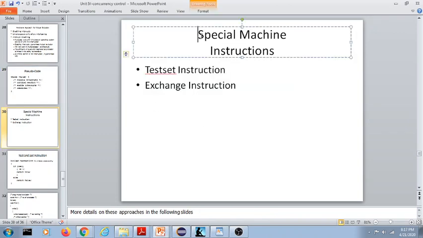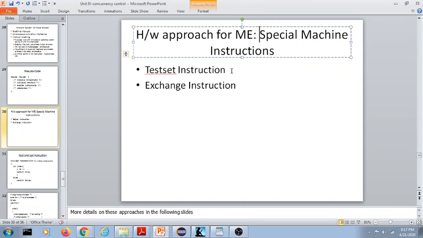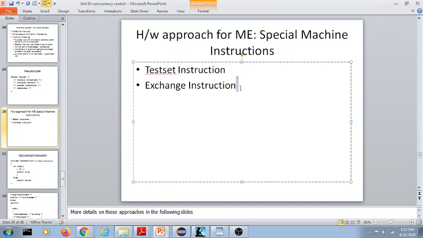This is your hardware approach for mutual exclusion, but this one uses special machine instructions. The processor is going to provide you some instructions which make sure that whenever the common resource is with one process, the other processes have to wait. Simply that. The other processes cannot access or gain access to that resource simultaneously.